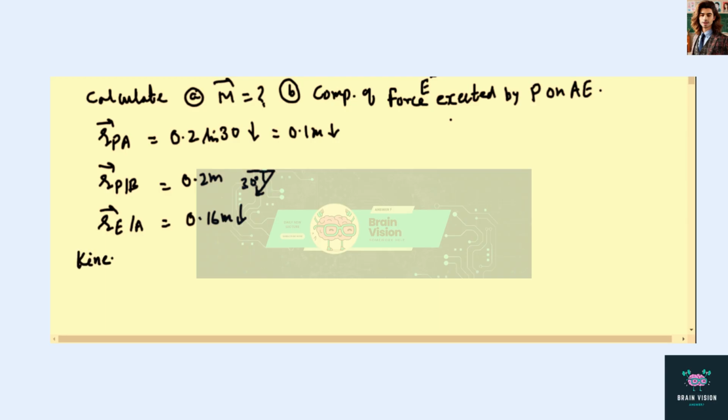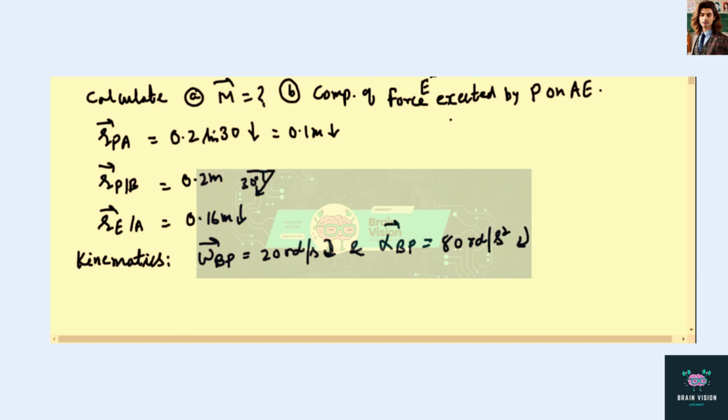Kinematics. Angular velocity of BP is 20 radian per second in clockwise direction and angular acceleration of BP is 80 radian per second square in clockwise direction. Velocity analysis.